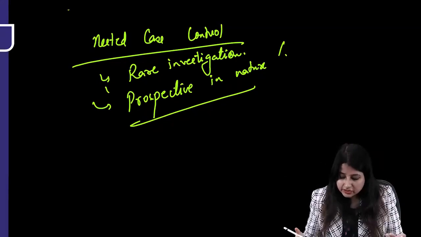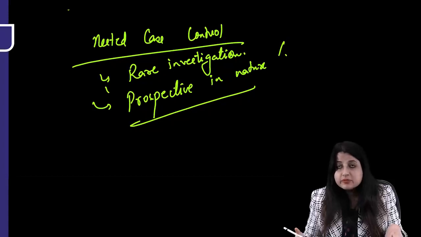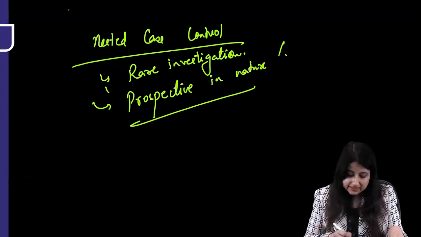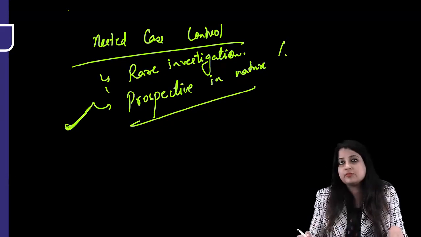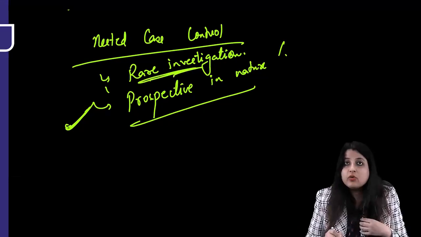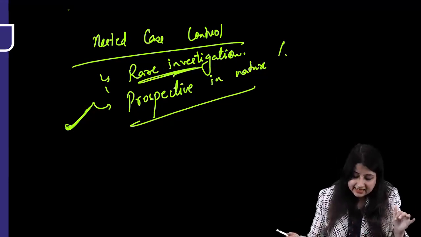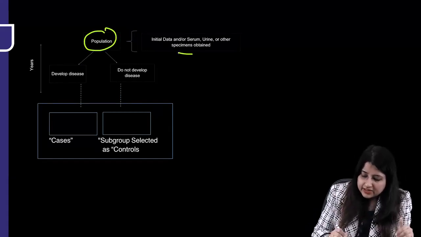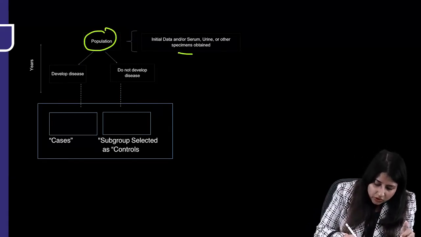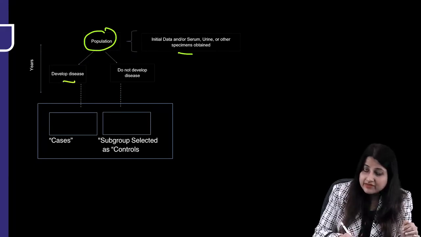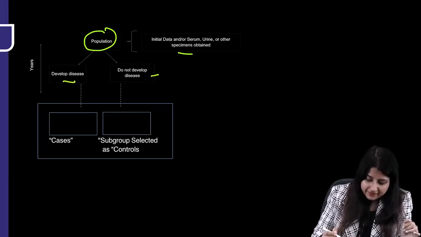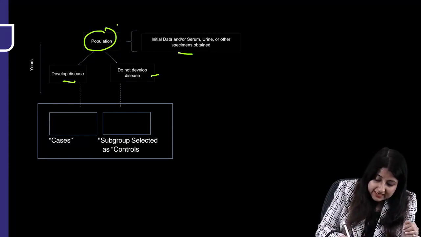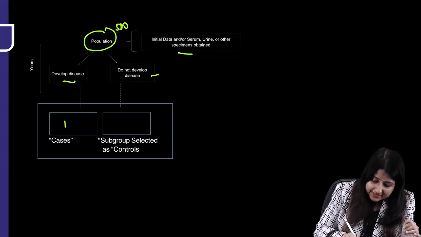So how does the question look like? Nested case control, is it prospective in nature or retrospective? It is definitely prospective in nature. It is good for rare investigations. So here you can see, this was my population. Initial data we have taken. We followed them over the years to see how many develop disease, how many do not develop. Now suppose if we had started with 500 people, 10 developed the disease, 490 do not develop.